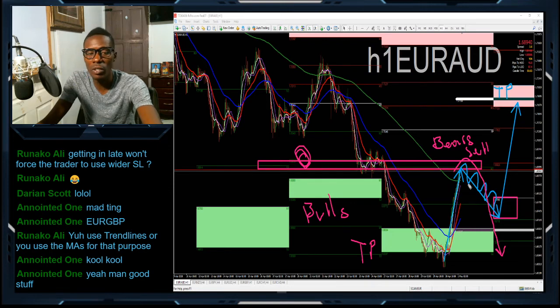Two players want the same thing. Bears want it to come down, even to test back the low. But bulls also want it to come down so they can buy the dip. So two players want the same thing. So this is just basic technical analysis.